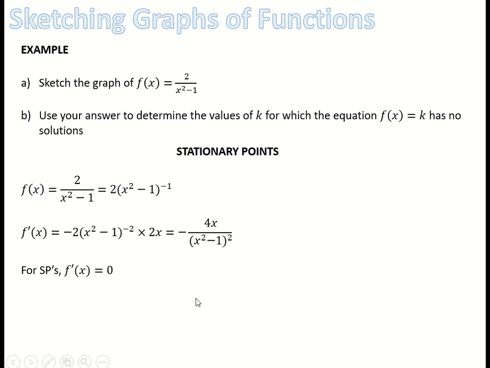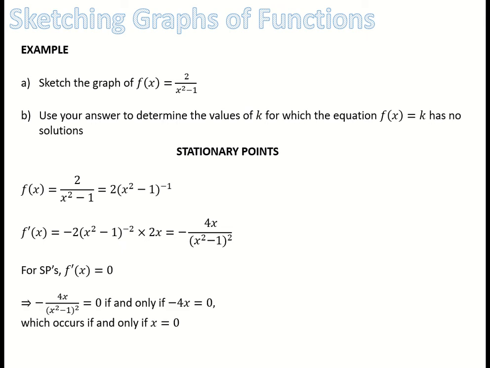Okay, if we make that equal to 0 to find our stationary points, then we have minus 4x over (x squared minus 1) squared equal to 0, and it only equals 0 if and only if minus 4x is equal to 0, which occurs if and only if x is equal to 0, in which case there's a stationary point when x is 0. If we work out what y equals when x is 0 by putting the 0 back into the original function, we get 2 over 0 squared minus 1, which is minus 2, and that in itself is a stationary point. Okay, so again, add that to your list, or just make it nice and clear, underline it. You're going to have to come back to that to obviously put it onto your graph.